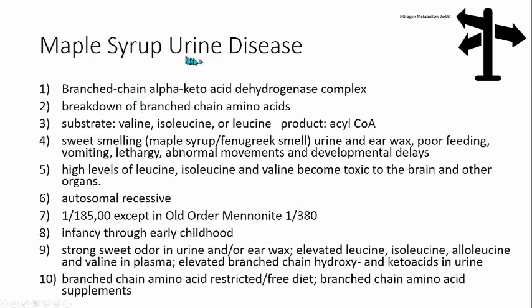Next is maple syrup urine disease. Maple syrup urine disease is most often diagnosed by the fact that the urine or earwax has a sweet smell to it. It smells a little bit like the spice fenugreek or like maple syrup. If you don't know what fenugreek smells like, you probably know what maple syrup smells like. These children have poor feeding from birth typically. They have abnormal movements and developmental delays like in most of the amino acid disorders. The population most likely to get maple syrup urine disease is Old Order Mennonites.